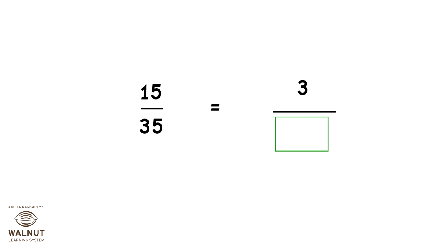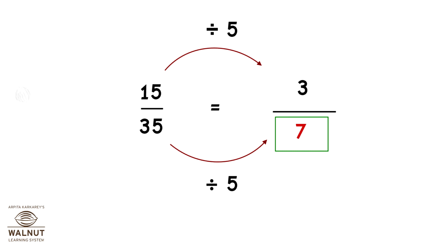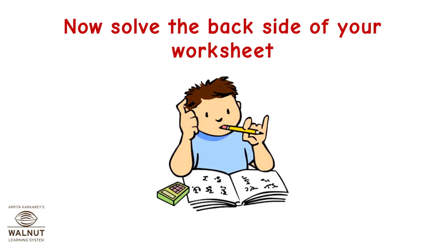Do this exercise. We have 15 upon 35 and we want to make an equivalent fraction with numerator 3. 15 divided by 5 is 3. Whatever we do to the numerator, we have to do to the denominator. So we divide the denominator by 5, which gives us 7. So the equivalent fraction is 3 upon 7. Now, solve the back side of your worksheet.